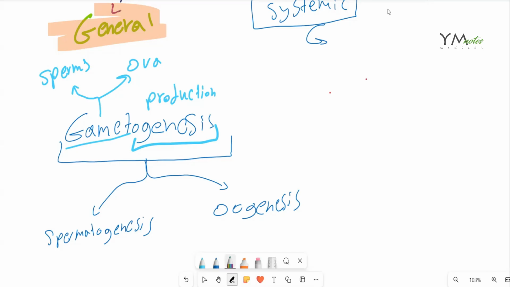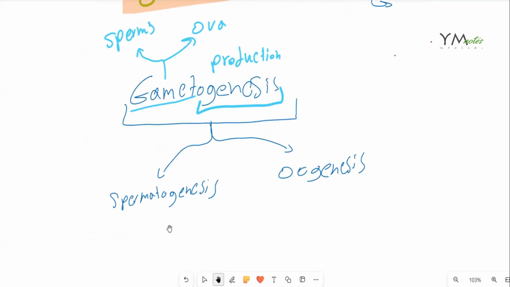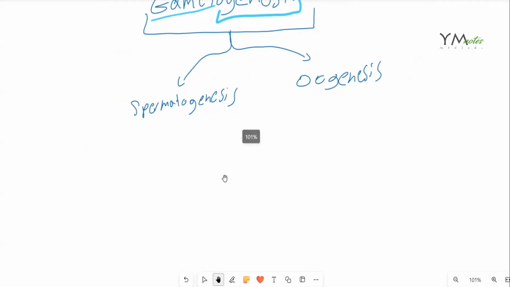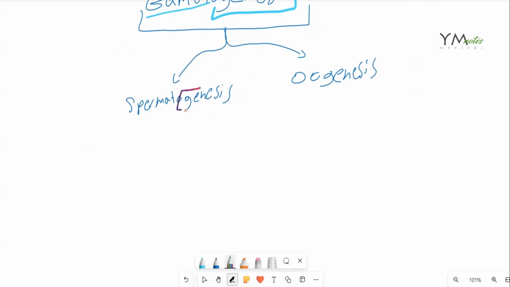Bismillah ar-Rahman ar-Rahim. So what does the word spermatogenesis mean? And what are we going to study about it? Well, first of all, we already mentioned that genesis means production. So here we are producing the sperms.